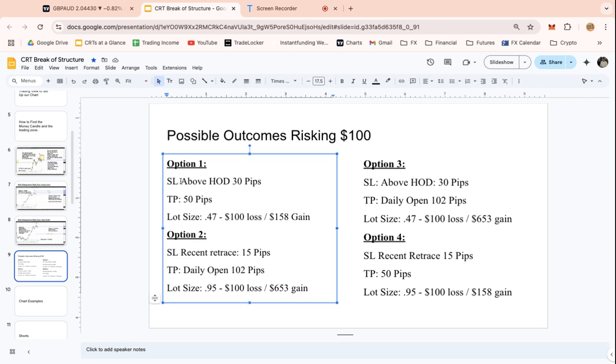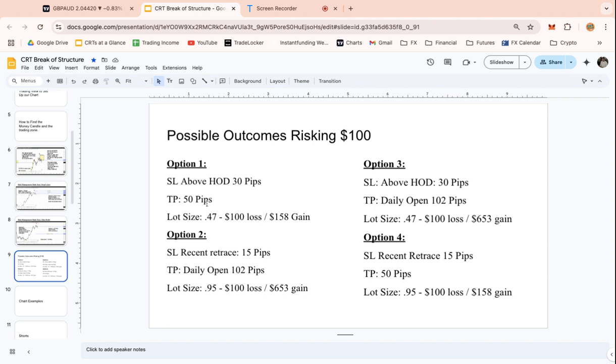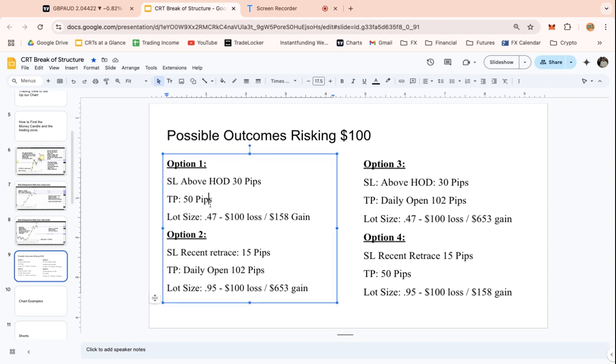Option one, if you put your stop loss above the HOD, the HOD for this example right here, if you would have got in right when the price broke, your stop loss would have been about 30 pips, going short. And if you set your 50 pip take profit, your lot size would have been about a 0.47, so almost half a standard lot. Again, your risk is still fixed at $100, but if it would have hit, you would have made $158. So you risk 100 to make 158.